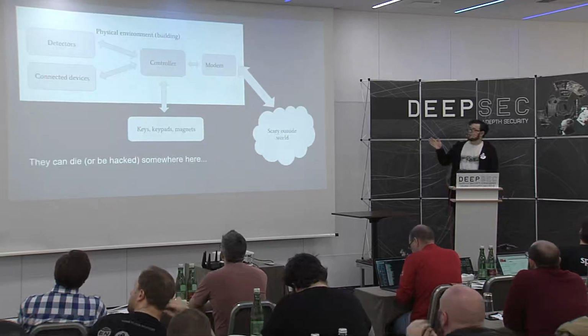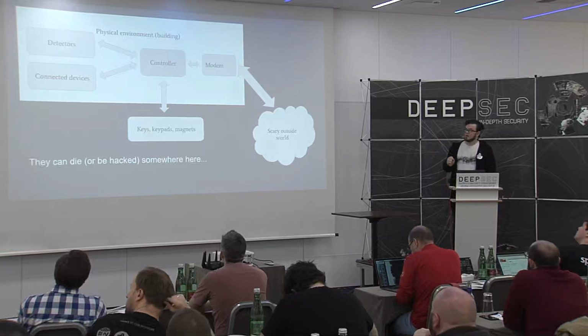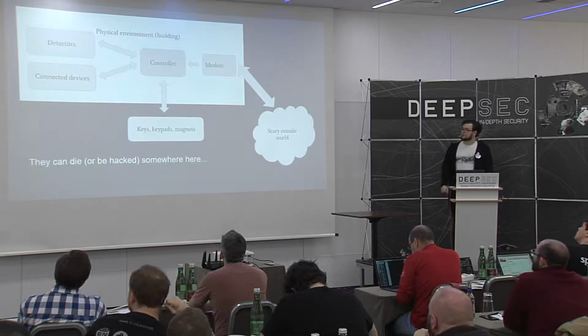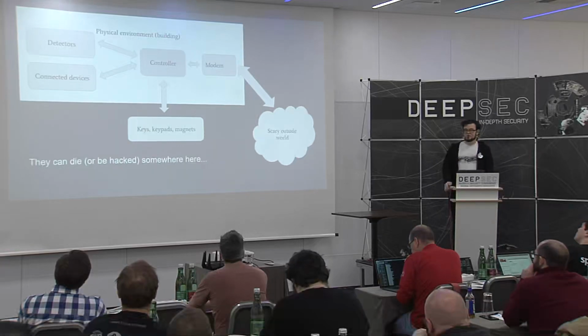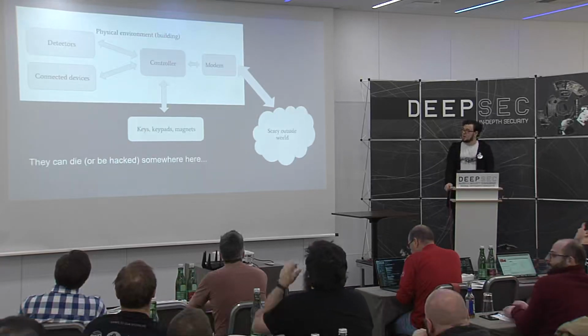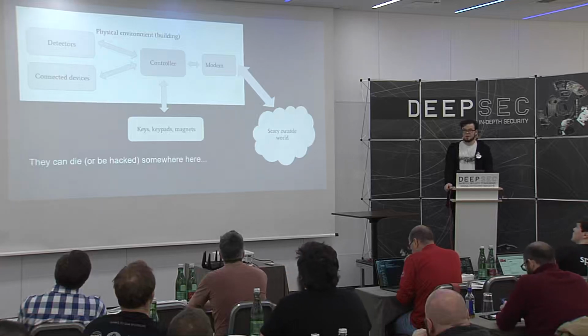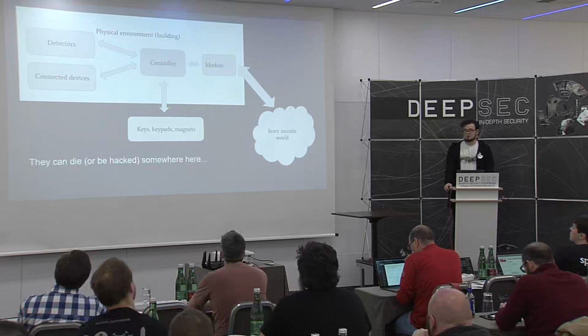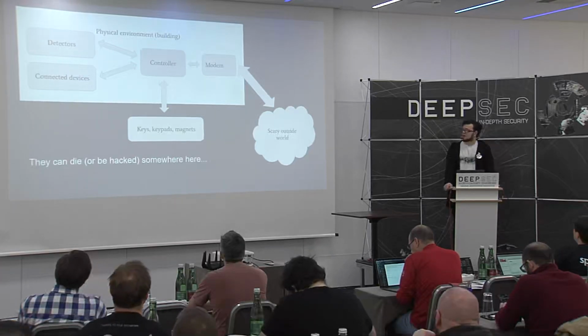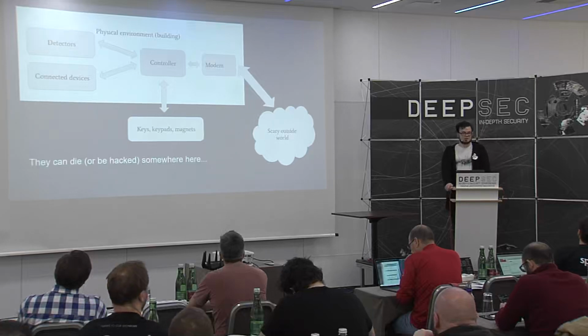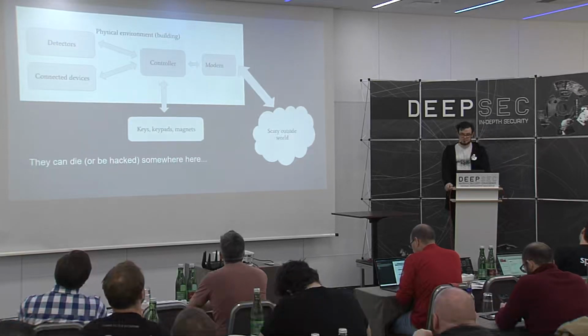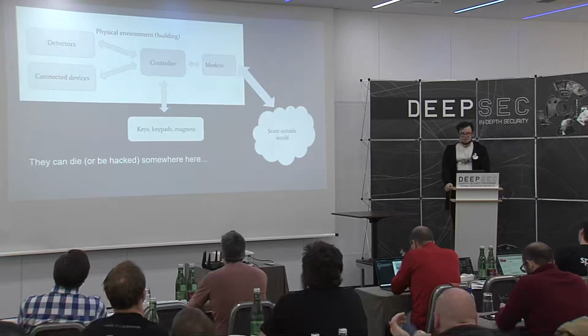Usually we have the main controller, the main detector, and some additional detectors. Also, we have some connected devices like a heating system or an air conditioning system. We also have some controlling devices like keys, keypads, and magnets for some devices. And we have the modem, which connects the device to the internet, to the scary mobile internet with different problems. It means that if we have any problem in the communication between any part of the system, sometimes the device can die or a hacker can try to use it.